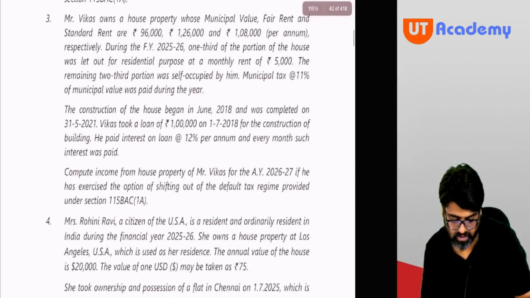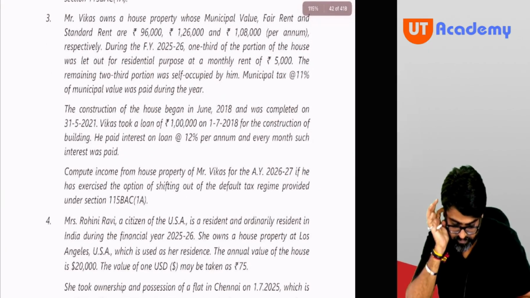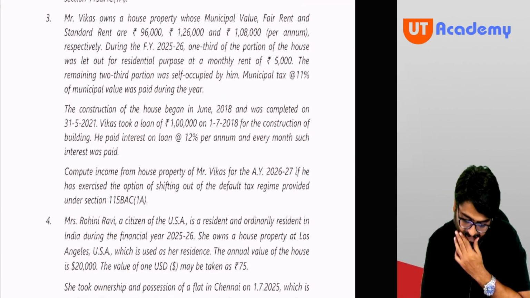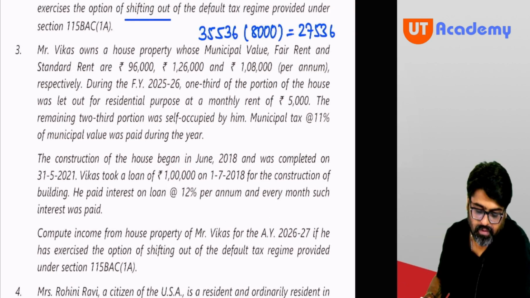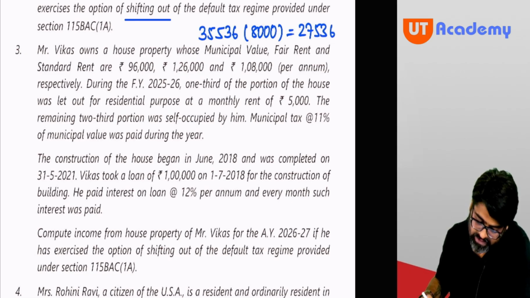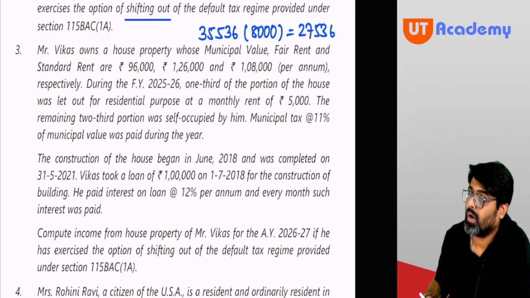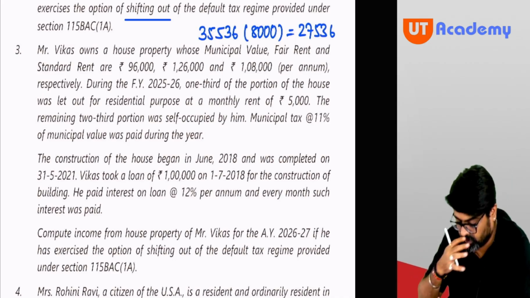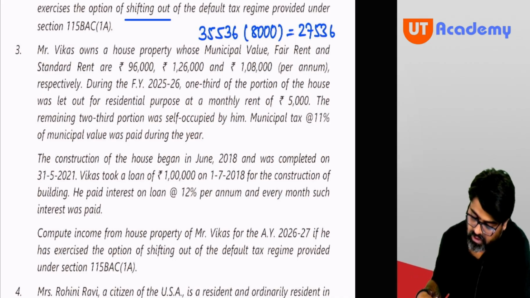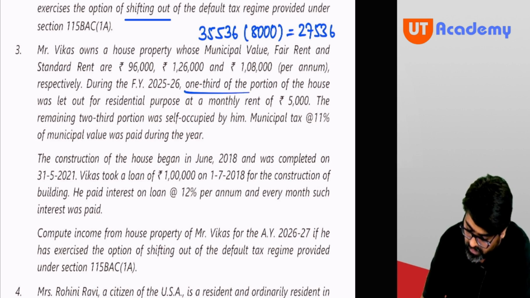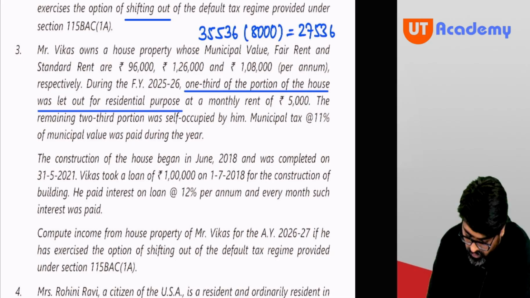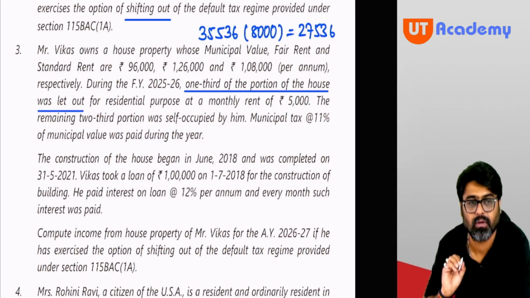Question number 2 is done. Third question. Mr. Vikas owns a house whose municipal value, fair rent and standard rent are given. All the figures are per annum and the figures are given for the entire house. During the financial year 25-26, 1/3 of the portion of the house was let out for residential purpose. Stop here.